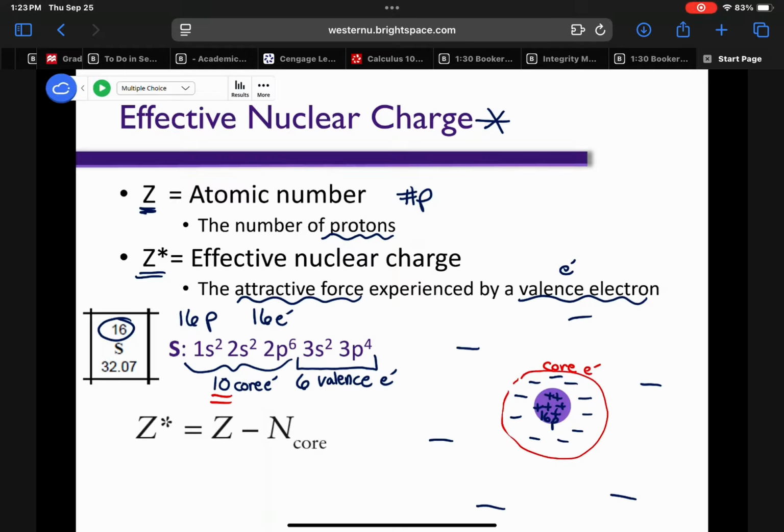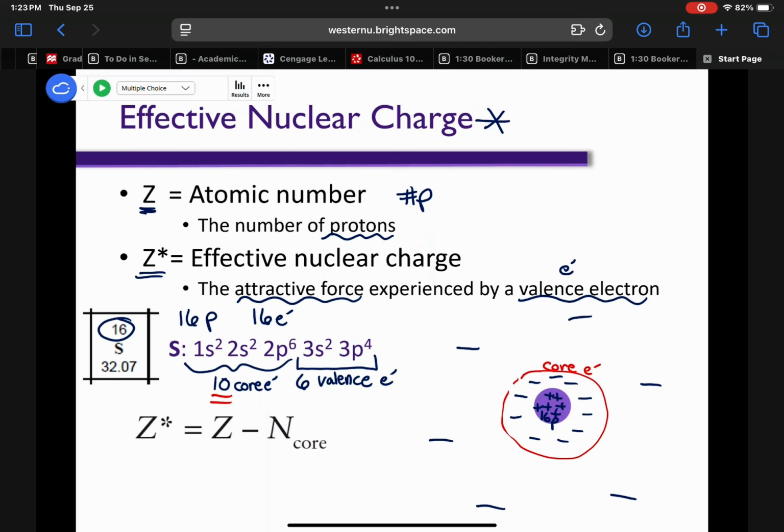So I could come along to one of these valence electrons and say, hello, valence electron. It's nice to see you today. How are you doing? Beautiful weather. Love the sunshine. Get outside for a beautiful walk in the leaves. What is your attraction to this nucleus? We see that this nucleus has 16 protons. Are you feeling a full pull of 16 attractiveness to this nucleus?